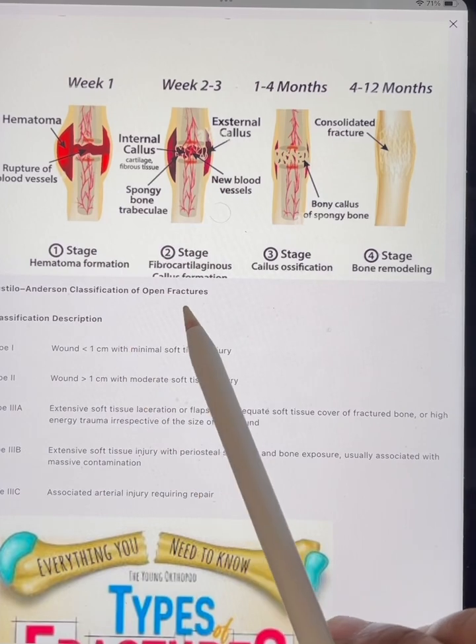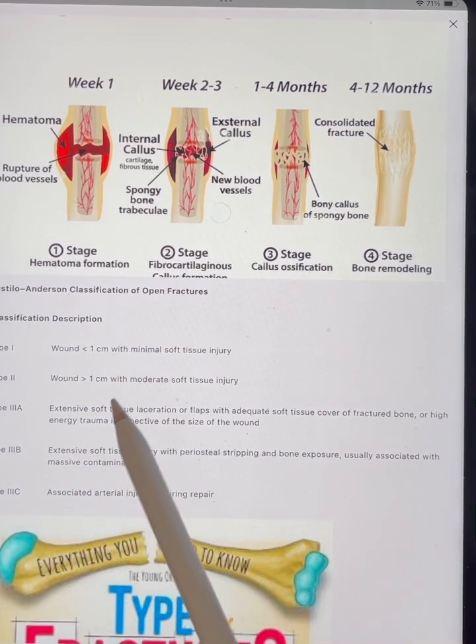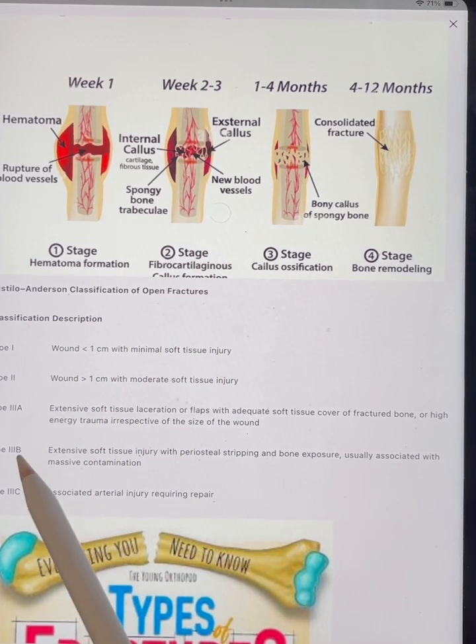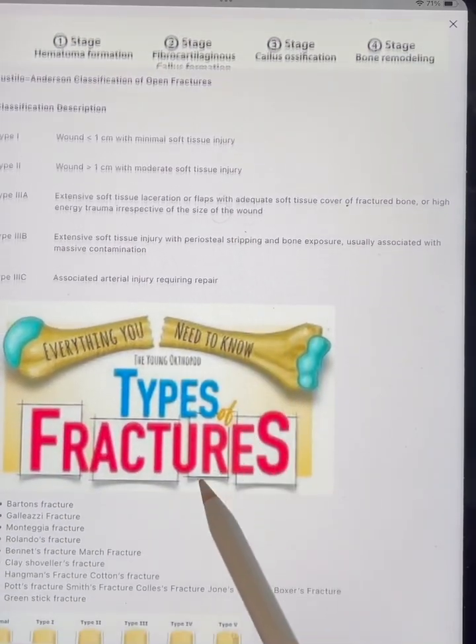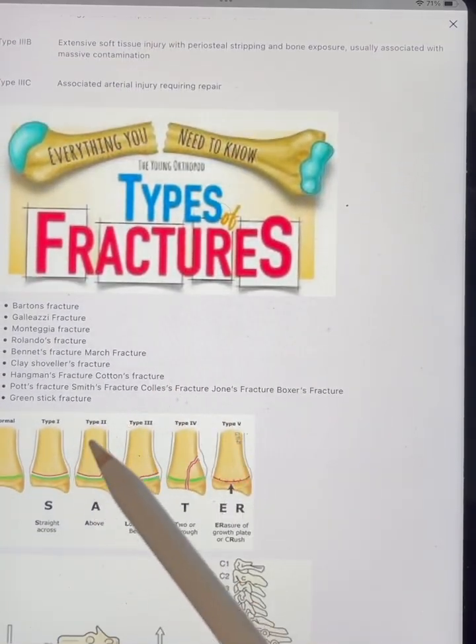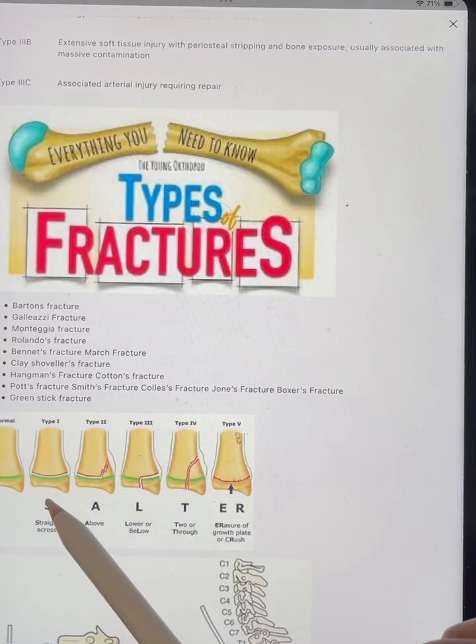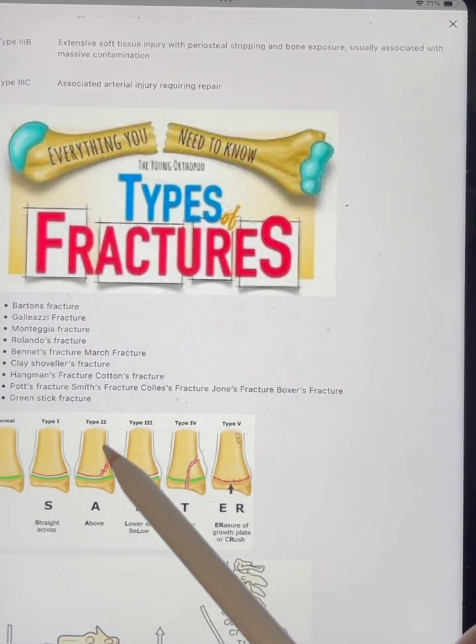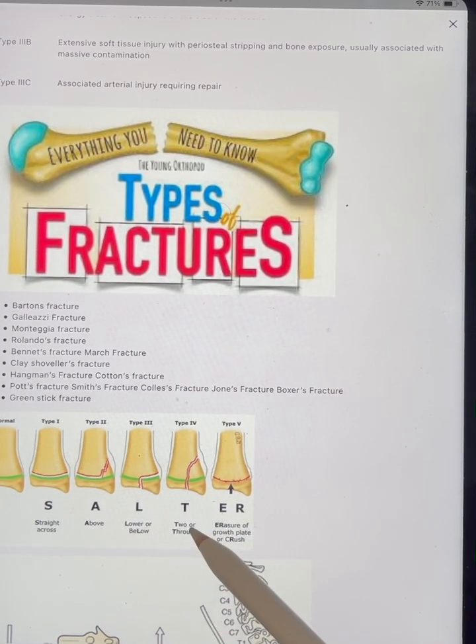Gustilo Anderson classification is for open fractures: types 1, 2, 3, 4. Type 1 is less than 1 centimeter, type 2 is 1 to 3 centimeters of open soft tissue. How much soft tissue is lost? Neurovascular structures are lost. So this is Salter-Harris. You can see S is for the straight line, A is above and B is below, and T is both above and below.